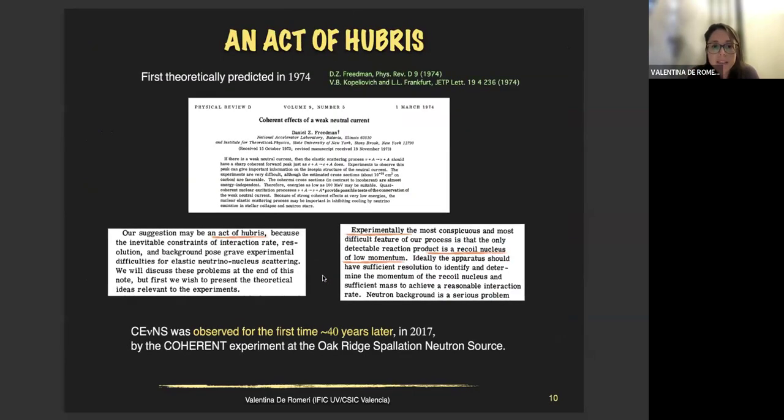CEvNS was first theoretically predicted in the 70s, in particular in this paper by Freedman, where he defined it as an act of hubris, in the sense that he understood right away that experimentally it would be very complicated to observe CEvNS because the reaction product would be a nuclear recoil of very low momentum, and therefore very, very difficult to detect experimentally. Indeed, it took more than 40 years for the CEvNS process to be observed for the first time, in 2017 by the COHERENT experiment in the US.